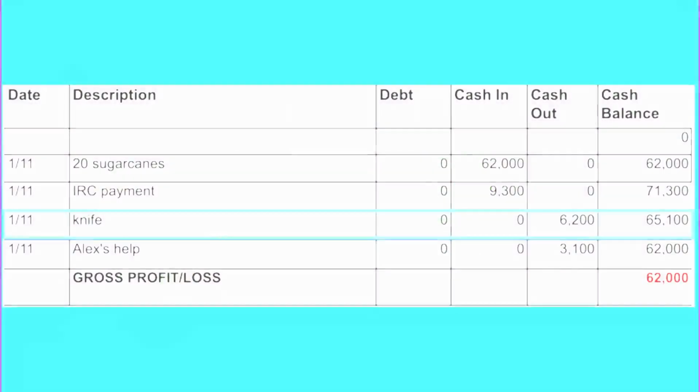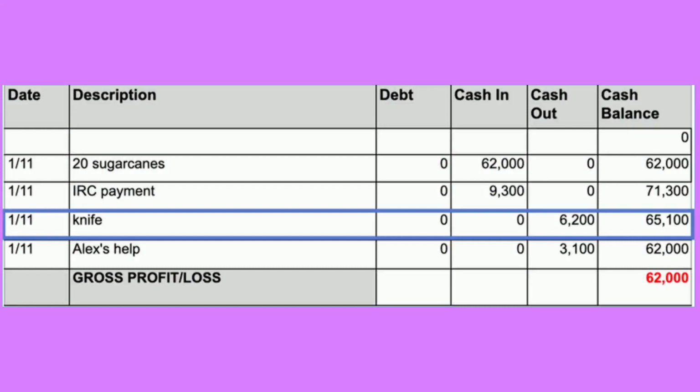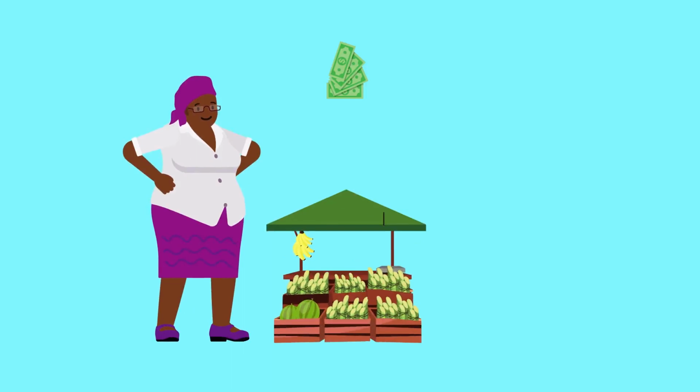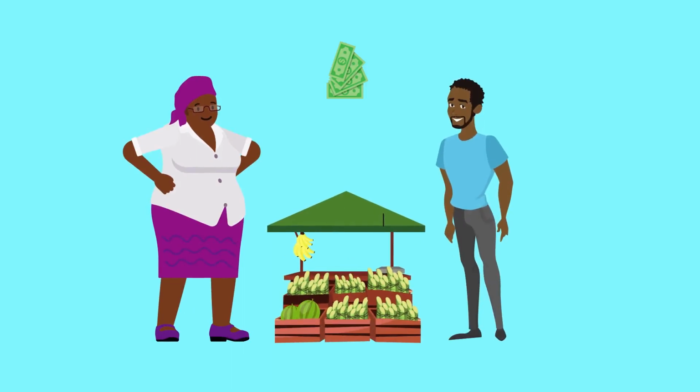Now, suppose that I buy a new knife to cut sugar canes with, which costs 6,200 Ugandan shillings. The recording process is the same as before, but now I write 6,200 Ugandan shillings under cash out because buying supplies means that is money leaving my business. Under cash in and debts, I write 0. And under cash balance this time, I subtract the 6,200 Ugandan shillings from my previous balance. 71,300 minus 6,200 is equal to 65,100 Ugandan shillings.